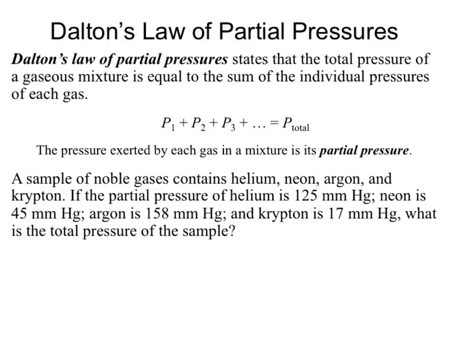So a sample of noble gases contains helium, neon, argon, and krypton. Partial pressure of helium is 125 millimeters mercury, neon's 45 millimeters mercury, argon's 158. It's a lot of numbers. Continue. What is the total pressure of the sample? Well, how would you solve it? Pressure total just equals the sum of all of those gases. I don't feel like writing all those numbers, so we just write all those numbers down, add it up, and we get our answer.